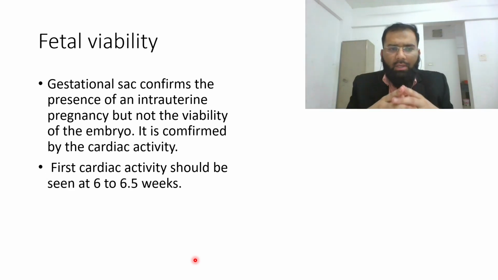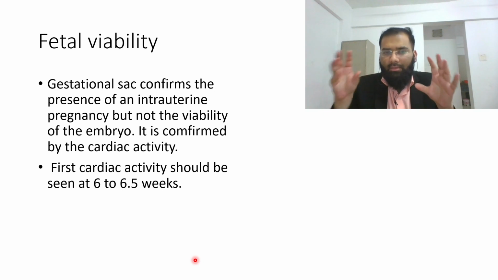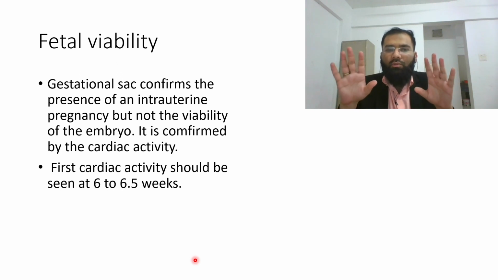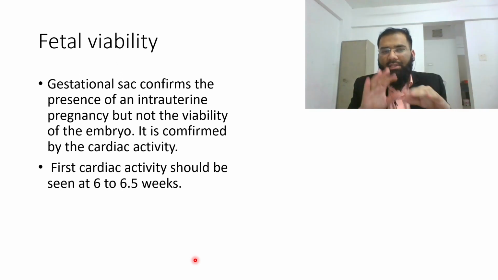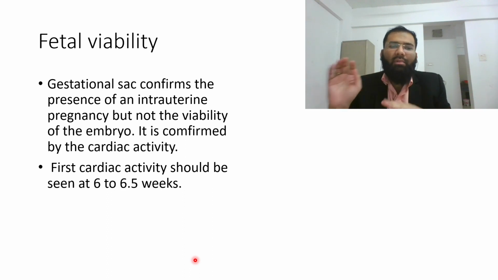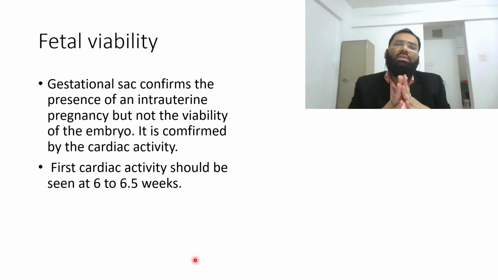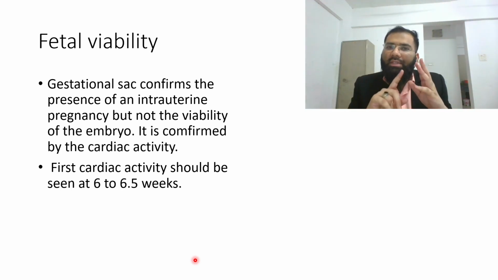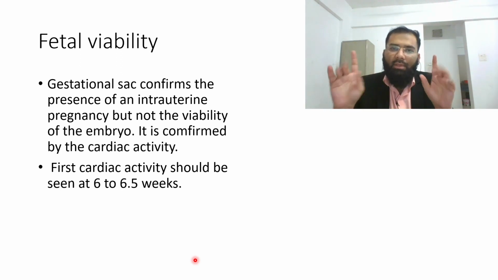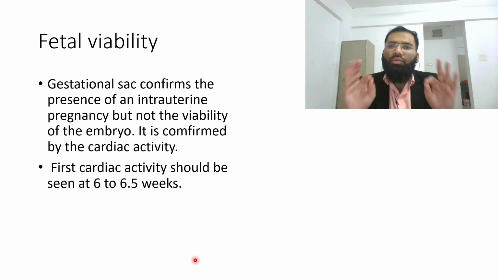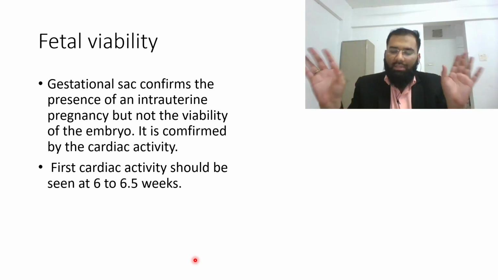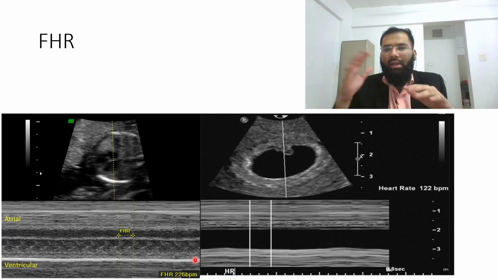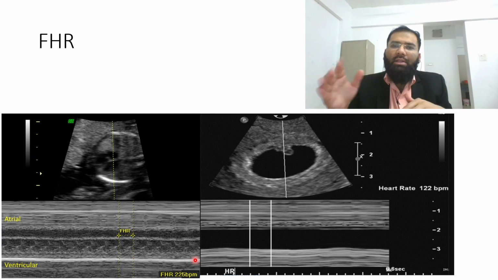Now fetal viability. Just seeing the fetus does not confirm that it is viable. For fetal viability, the most important thing is to look for cardiac activity. If cardiac activity is present within the fetus, it means that it is viable. First cardiac activity is seen around 6 to 6.5 weeks. Very important: if CRL measures 7 mm, this is the cutoff. If CRL is 7 mm, you should see cardiac activity in the fetus. We'll also discuss this CRL of 7 mm and cardiac activity in the fetal viability section.